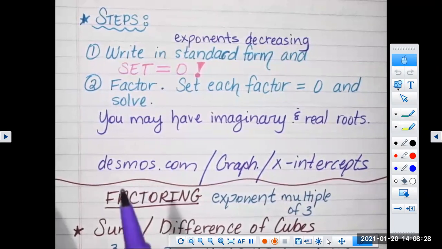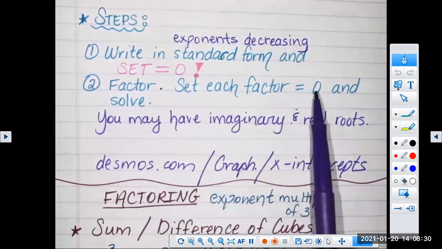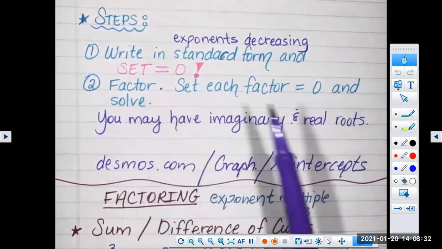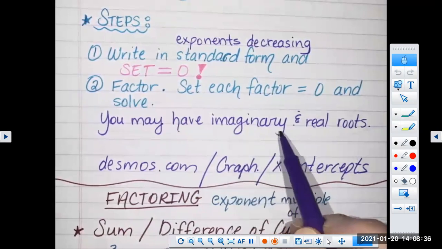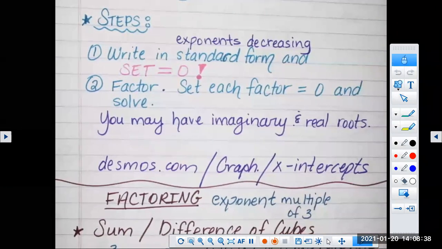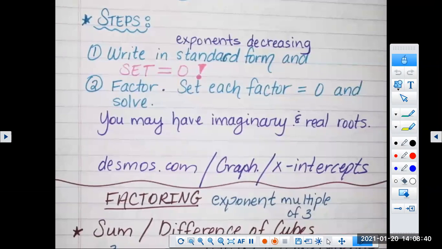All right, once you factor it and set each factor equal to 0 to solve for your solutions, you may have imaginary and real roots or solutions. And remember, we talked about roots, zeros, solutions, x-intercepts, that all means the same thing.